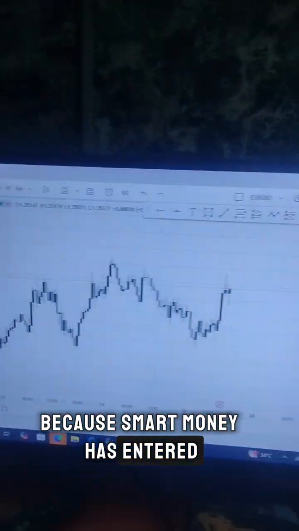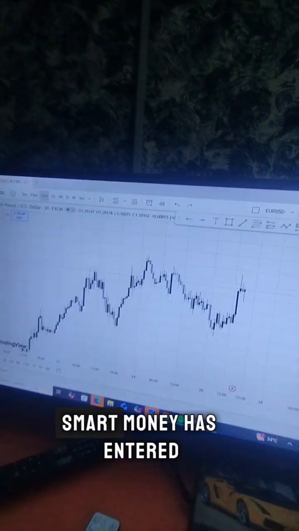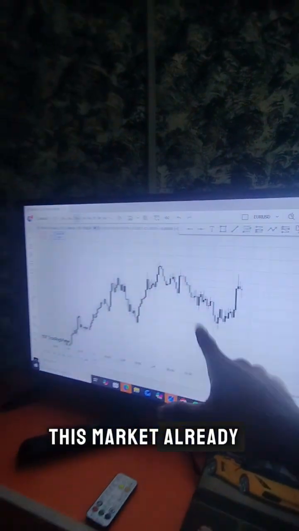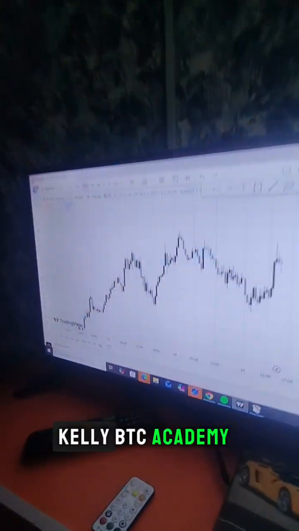Who is trading GBPUSD? Because smart money has entered this pair. This is the pair I'm talking about, GBPUSD. Smart money has entered this market already.